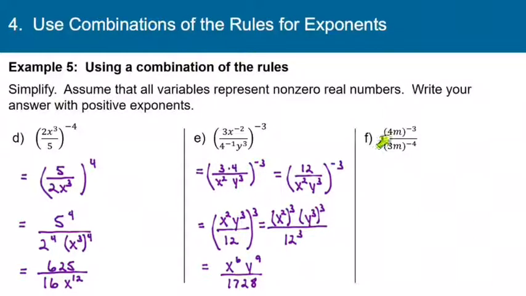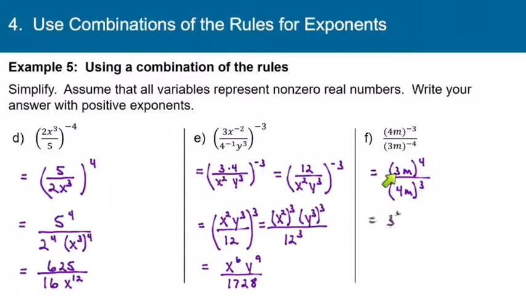Now for part F, here we have 4m all to the negative third power over 3m all to the negative fourth power. Let's start by making our exponents positive. So that's going to give us 3m to the fourth in the top and 4m to the third in the denominator. Now let's apply power rule C to the expression in the top and also the expression in the bottom. Notice that I can't use the quotient rule to subtract these exponents because their bases are not the same. So all I can do right now is eliminate these parentheses.